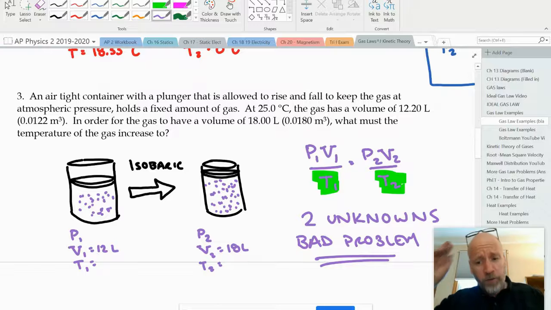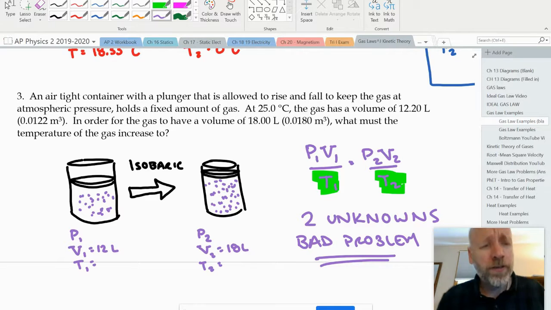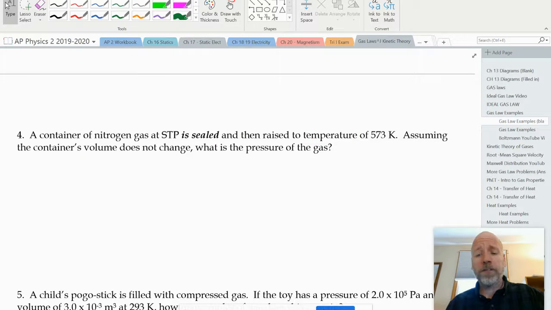Because I was setting up to do the problem, and what do you know? It's a bad problem. Whoever made up this worksheet, some version of myself, probably at the age of like 34, didn't include the temperature of the gas initially. So you can't solve it. Life goes on. Turn the page. Number 4. This is the last one for now.